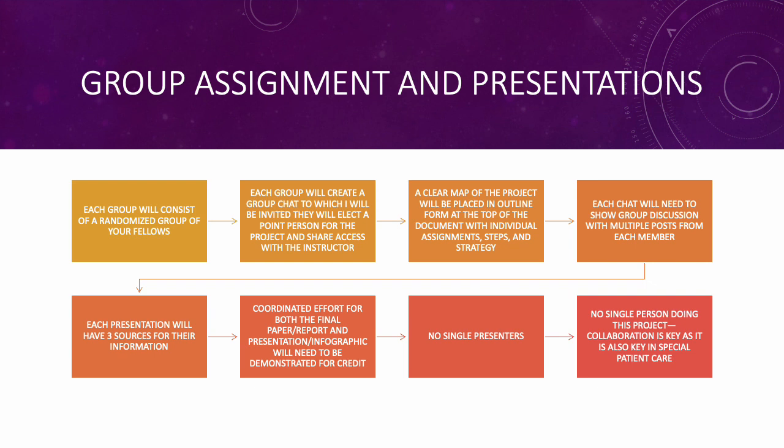I need a clear map of the project. That can be an outline form at the top of your Discord, basically showing me who took what assignments, who took what steps, and what your strategy is to complete this assignment. Again, just bullet points are fine because I got to look at 12 of these. There should be multiple posts on your Discord.